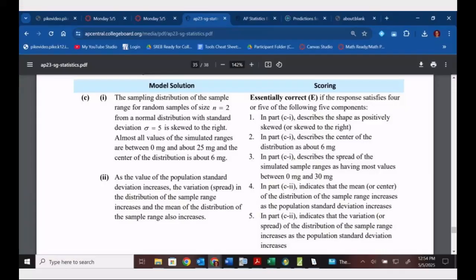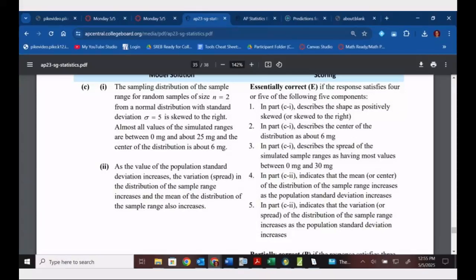Part C has 5 components. In part CI, you describe the shape as positively skewed or skewed to the right. In part CI, describes the center of the distribution as about 6 milligrams. In part CI, describes the spread of the simulated sample ranges of having most values between 0 and 30. So here it says almost all of the values of the simulated ranges are between 0 and 25, and the center of the distribution is about 6. So those are the first 3 components.